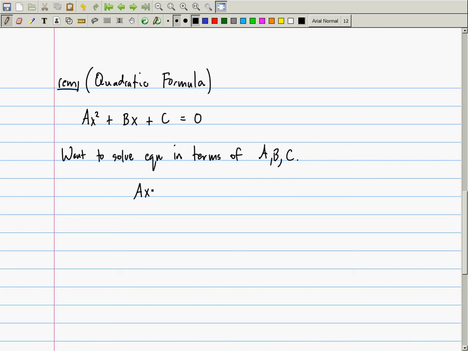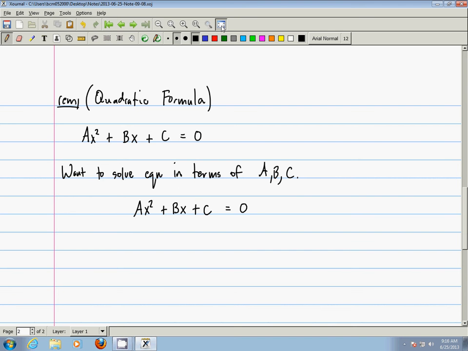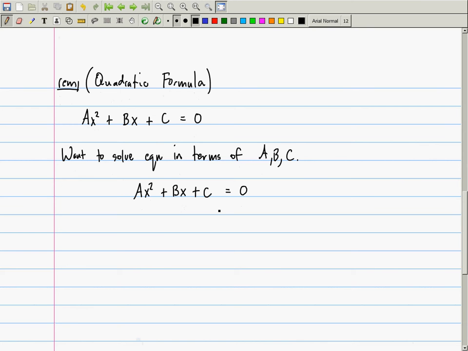So ax squared plus bx plus c is 0. What's the first thing that we do in all the problems? The first thing we do is get the constant term to the other side. We don't want that term, it's in the way. So I'm going to move the c to the other side. Okay, so then, ax squared plus bx is equal to negative c.